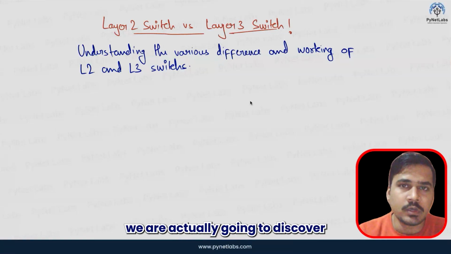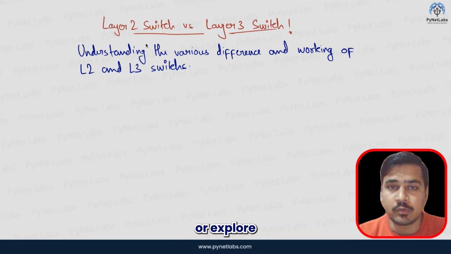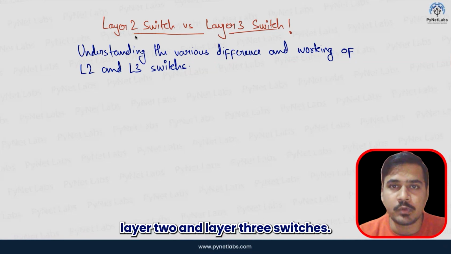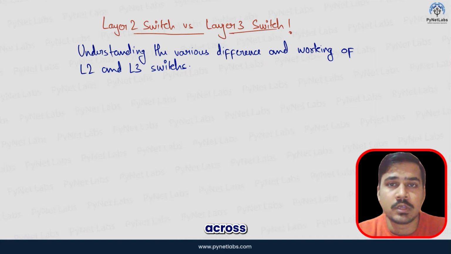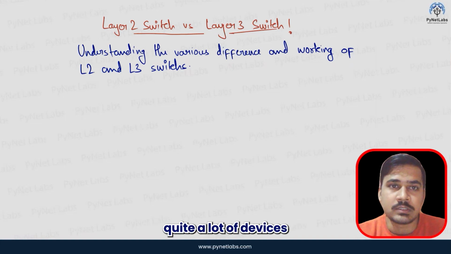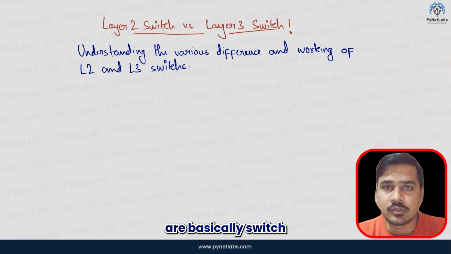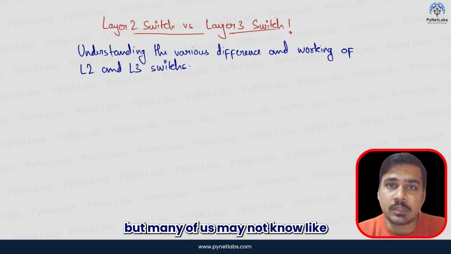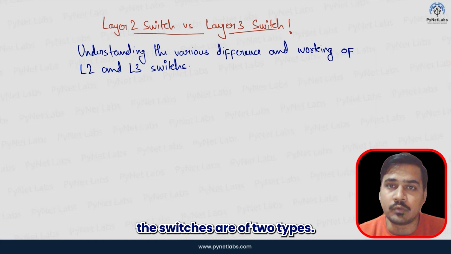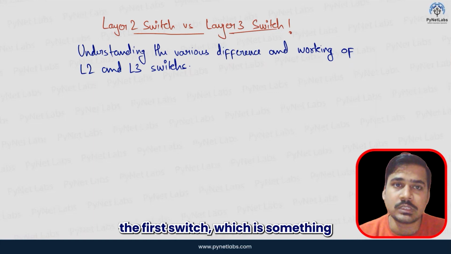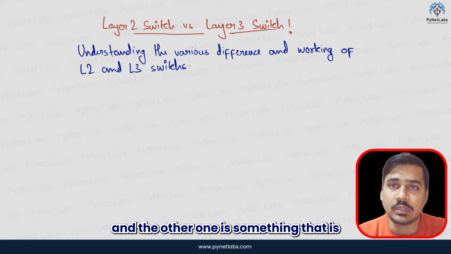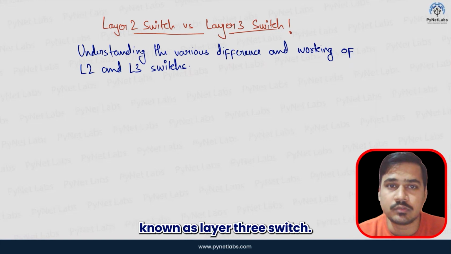In this video, we are going to explore the difference between layer 2 and layer 3 switches. As a network engineer, we might have come across quite a lot of devices, and some of those devices are switches. But many of us may not know that switches are of two types. Depending upon the layer they work on, the first is known as a layer 2 switch, and the other is known as a layer 3 switch.